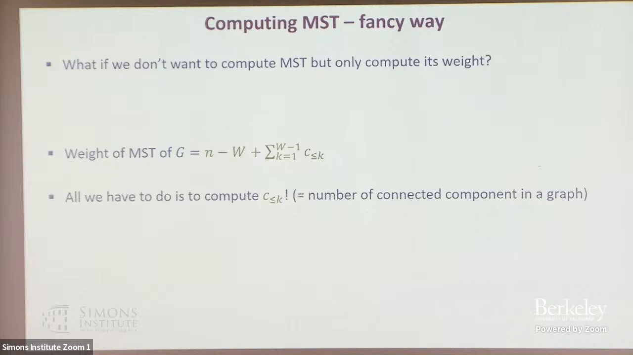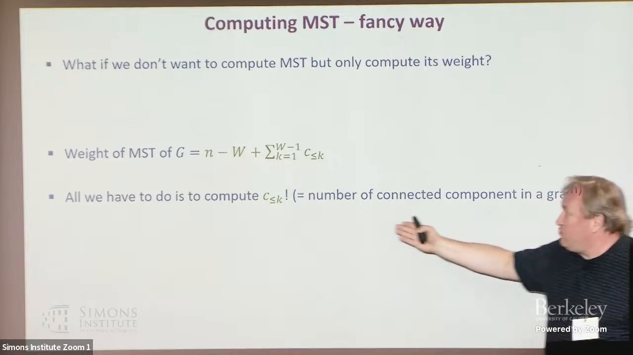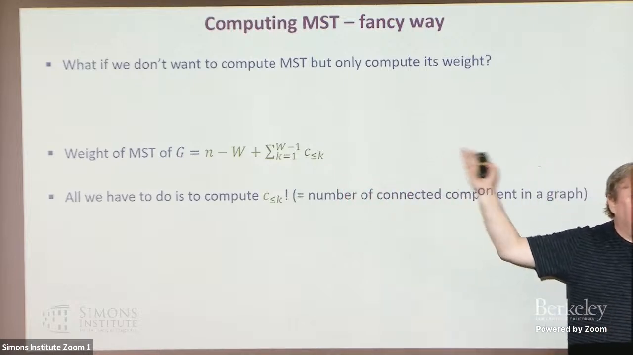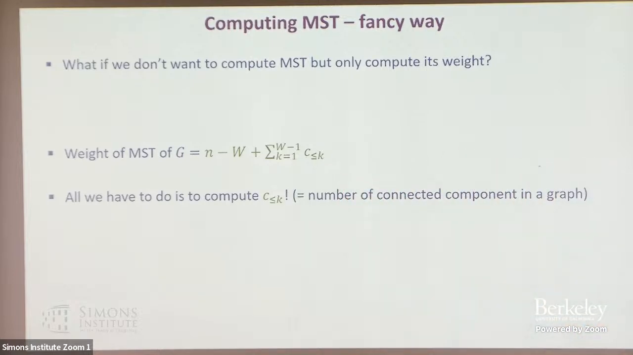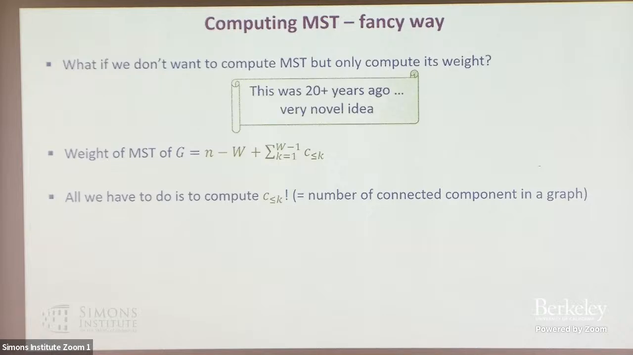So at that time, there was a question: what if we don't really want to find the MST, but we only want to compute the cost of the MST? Then essentially, the only thing you have to do is compute this C sub k, the number of connected components in some graphs. Nowadays, this may sound trivial, but at that time, the fact that one is thinking about computing the weight instead of finding the MST was something very fresh.